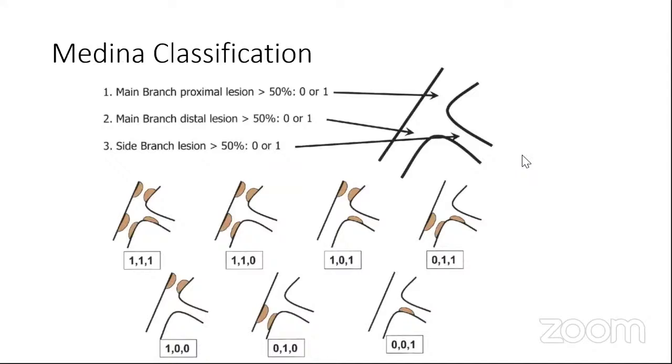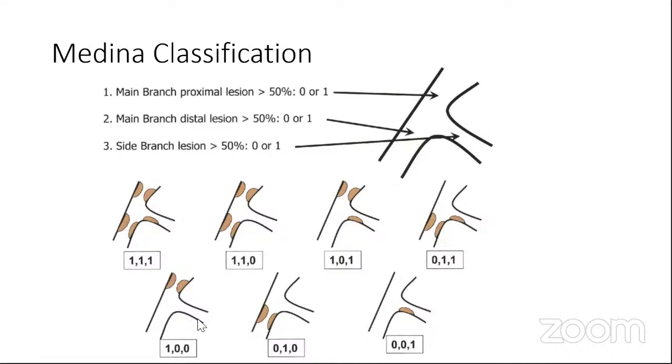The Medina classification classifies the lesions that are considered bifurcating lesions, and it follows a simple 3-digit number. The first digit will judge the proximal vessel, the second digit will judge the distal vessel, and the third digit will judge the branch, either by 0 or 1.